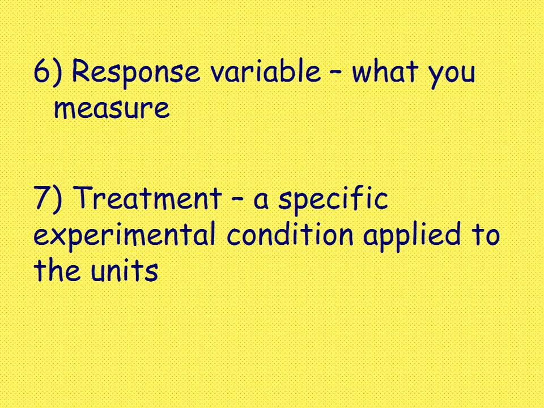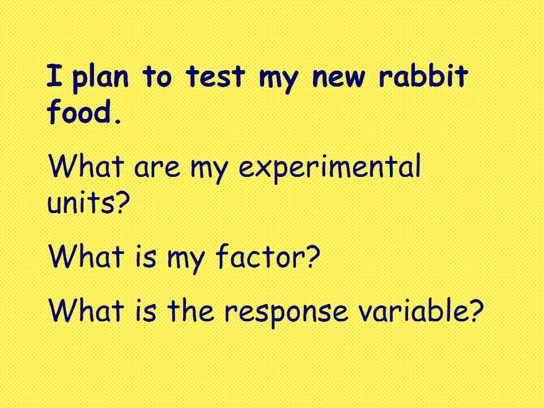And the treatment is a specific experimental condition applied to the units. So sometimes there can be multiple treatments in an experiment. We can control temperature and light in a classroom and see how that affects students. So there would actually be two treatments. One treatment would be the temperature, the other treatment would be the light, and we could measure different pieces of that.